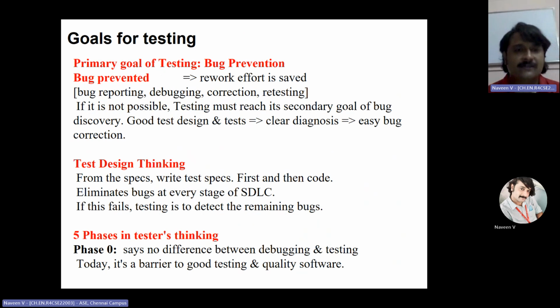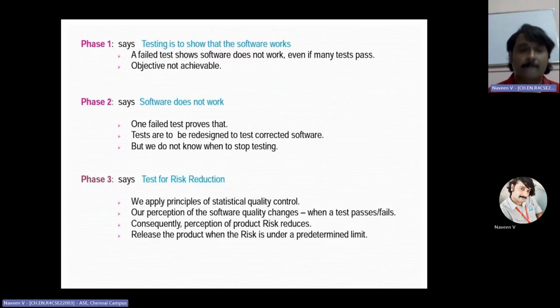So, goals for testing: we can see the primary goal of testing is bug prevention. Why do we want to go for testing? The primary goal is to avoid and prevent the bug. If bugs can be prevented, we can save our rework, including bug reporting, debugging, correction and retesting. Then test design thinking: from the specification, we have to write the test specification first and then code. So it eliminates the bugs at every stage of the software development life cycle, that is SDLC. If this fails, testing detects the remaining bugs.